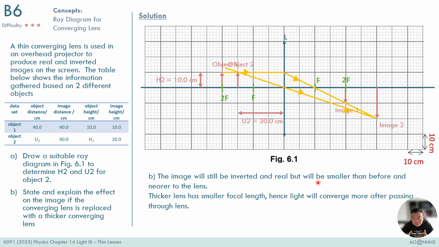And the light will refract more and converge more quickly at the distance that is nearer to the lens. This makes the image actually nearer to the lens and also smaller.